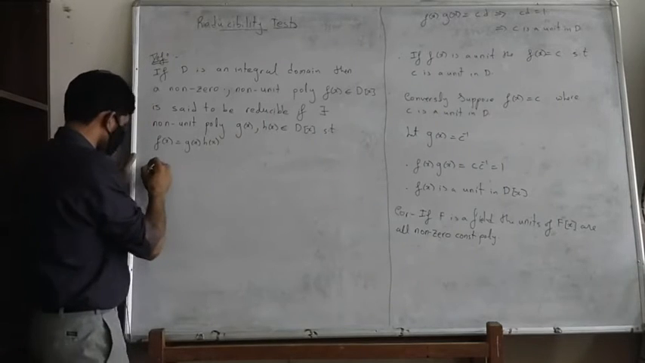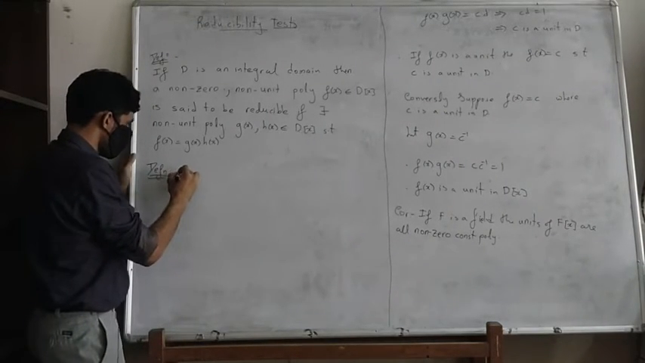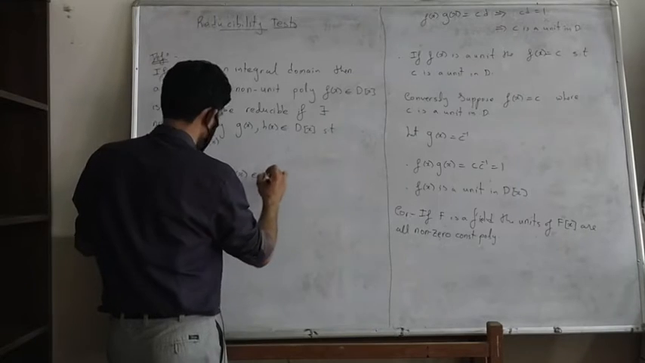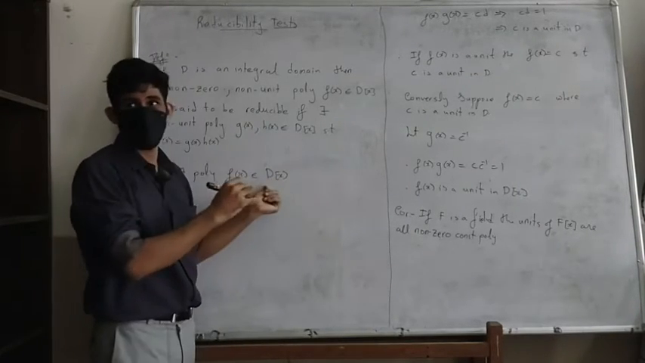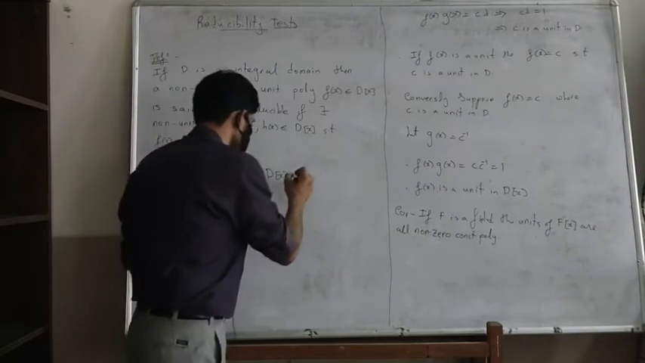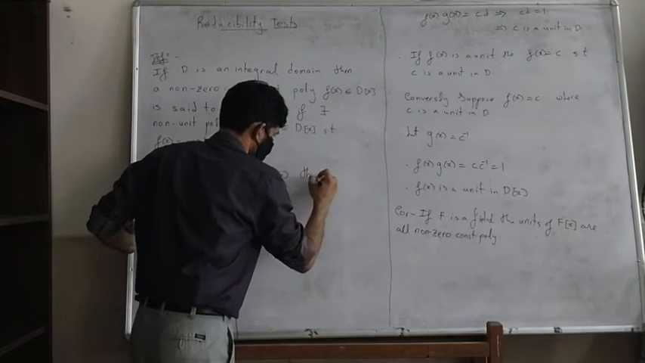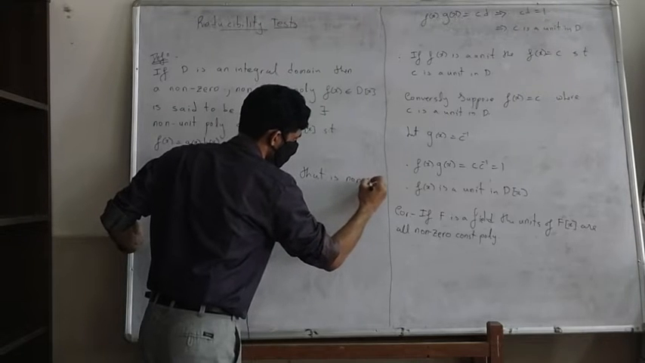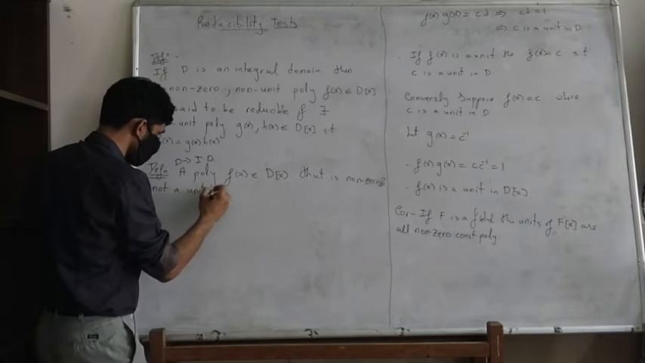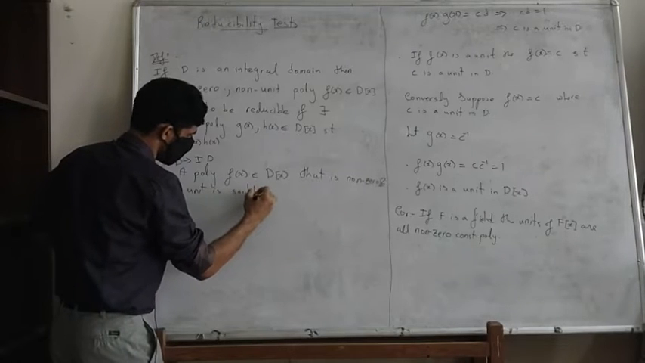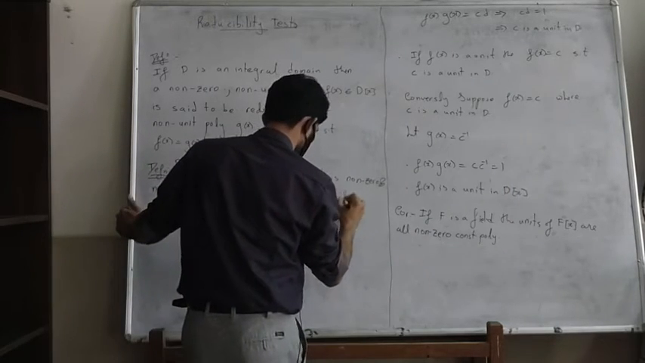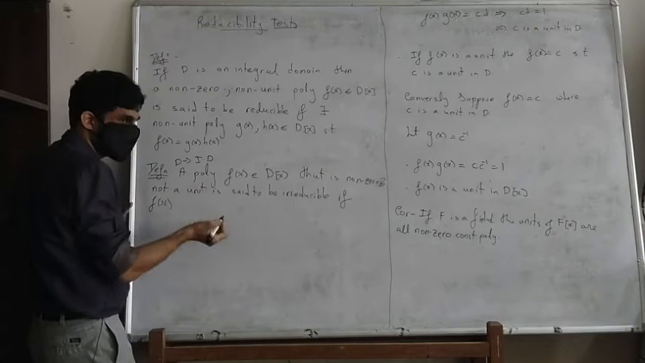Okay, so a polynomial f of x in D[x], where D is an integral domain, that is non-zero and not a unit, is said to be irreducible if, okay, just the negation of that.